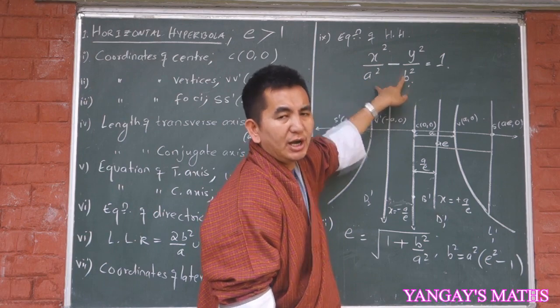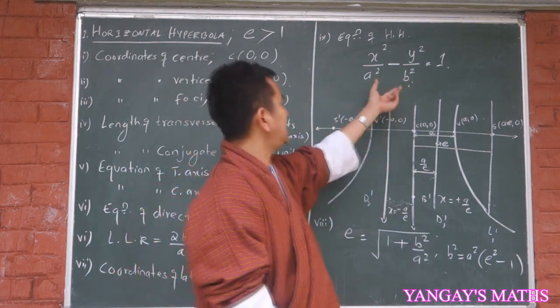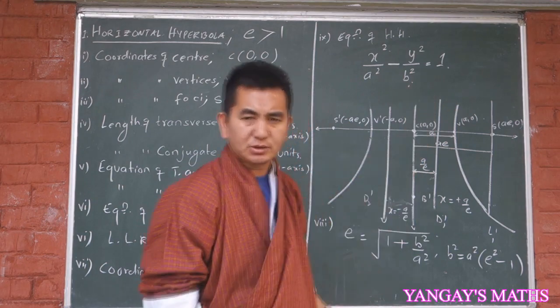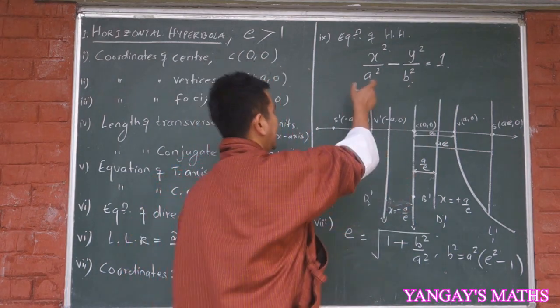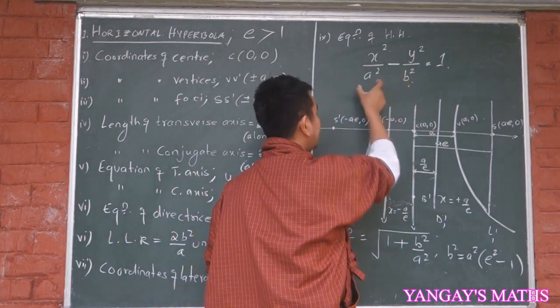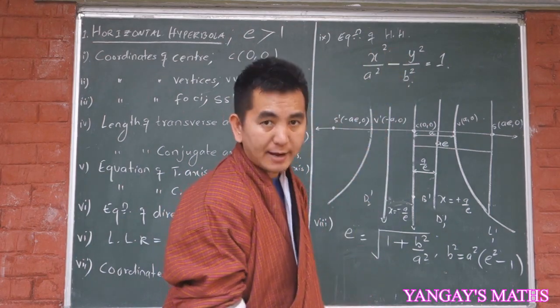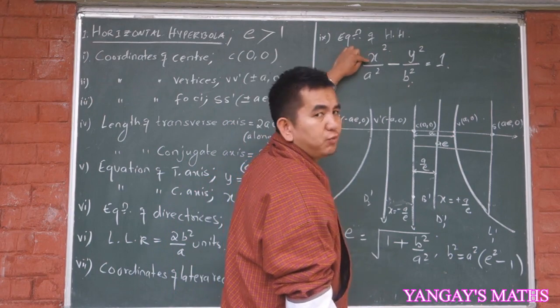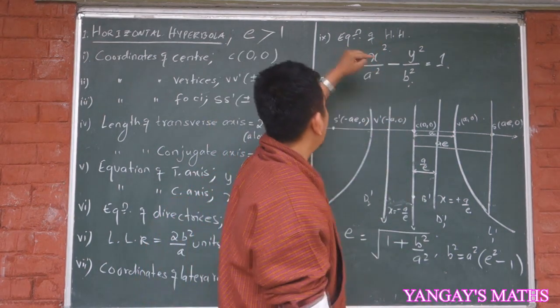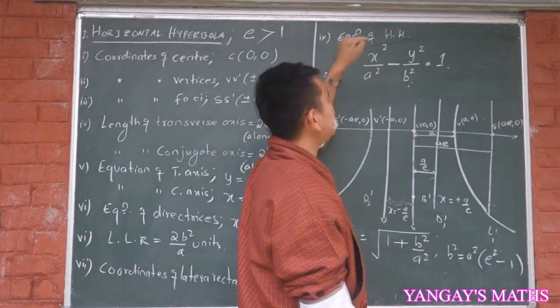Do not change. In case of ellipse, yes, it changes. Sometimes b square will come out, sometimes a square. But in case of hyperbola, keep a square and b square constant in the same position. Just change the variables x and y. If x square is in front, it is a horizontal hyperbola. For vertical hyperbola, y square will be in front.